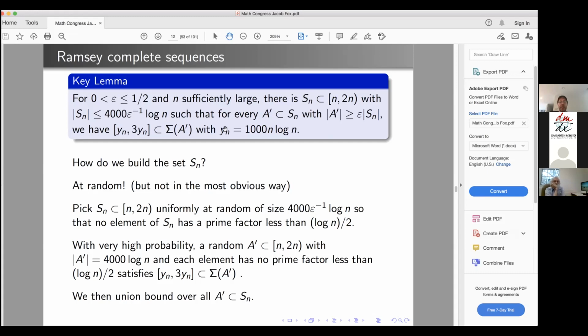Okay, any questions about this? So there's details to this proof that I'm glossing over about how you show with very high probability. There are interesting things there, but the main idea is sort of all here.